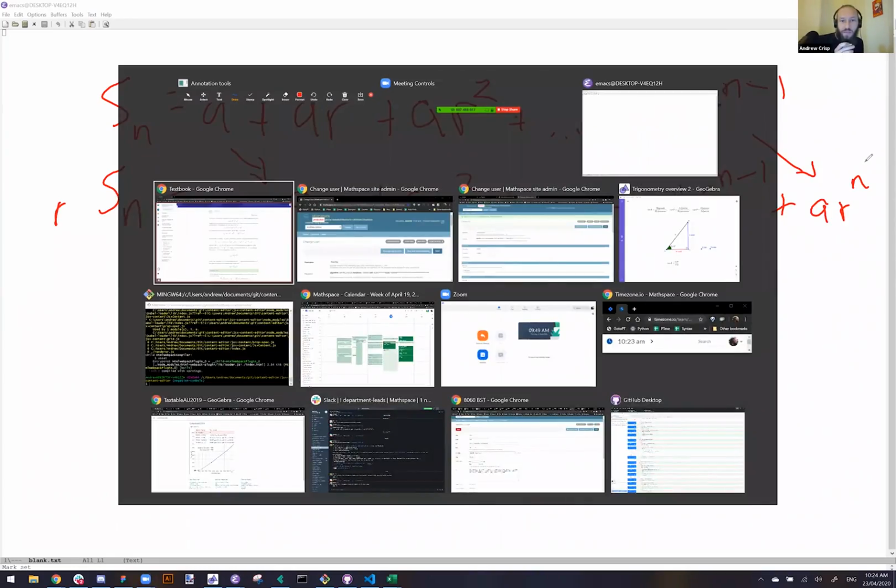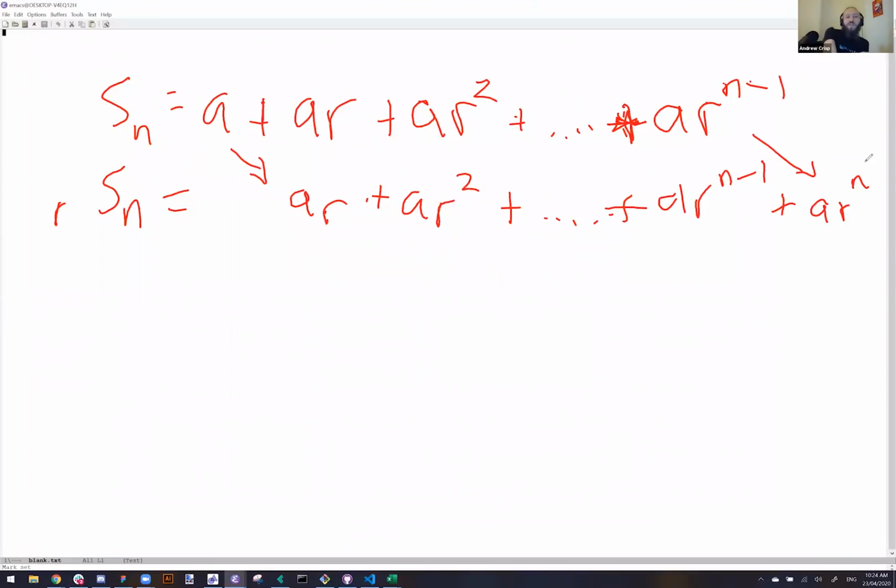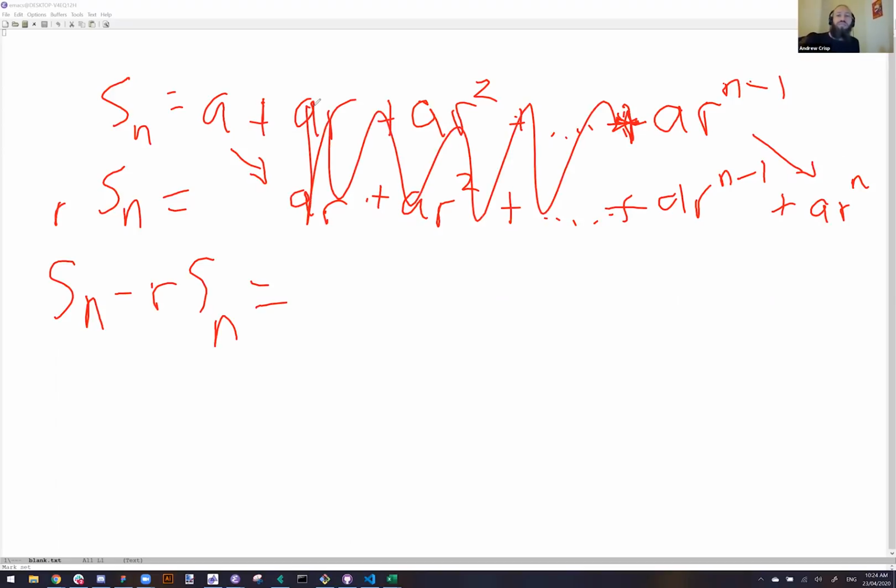So let me just check that I'm subtracting it the right way around. Yes. So if I subtract the bottom row from the top row, what do I get? Sn minus rSn equals a minus ar to the n. And we don't have any more dots left. There's a particular word for this in mathematics, and if you study mathematics at university, you'll learn that this is called a telescoping sum. A little bit of terminology just in case.